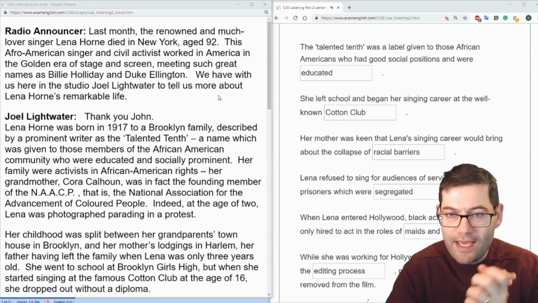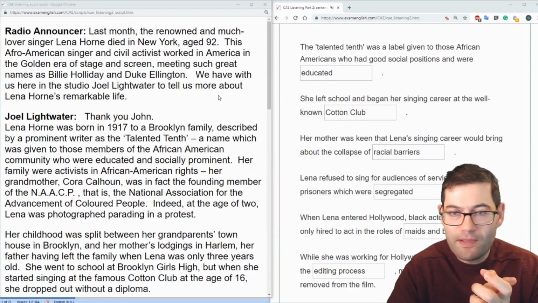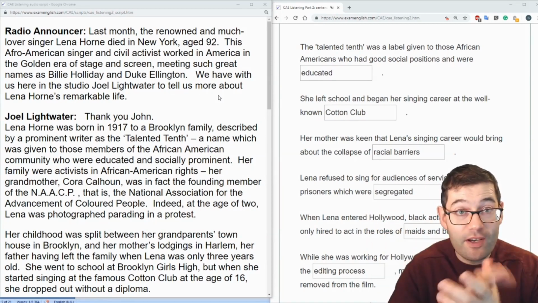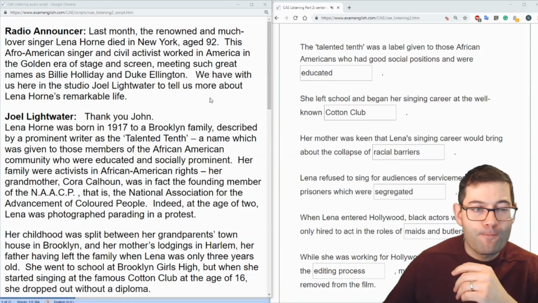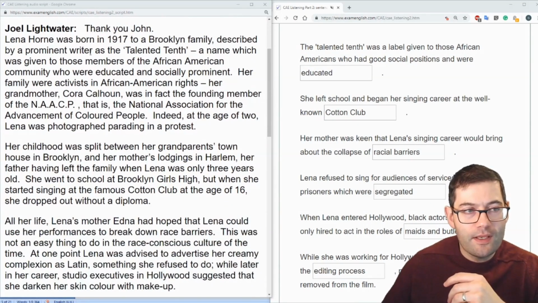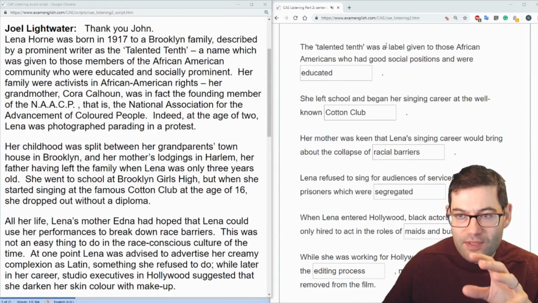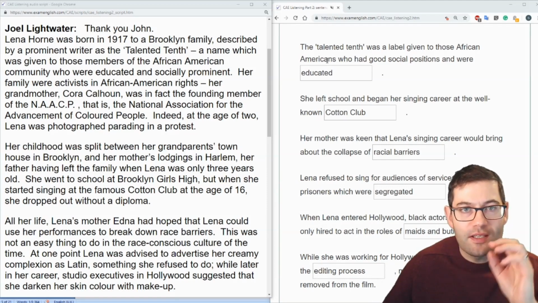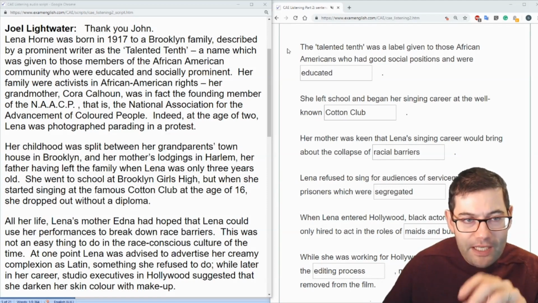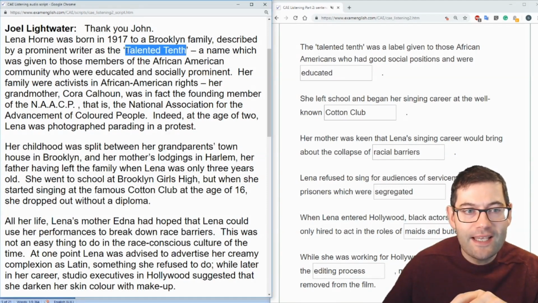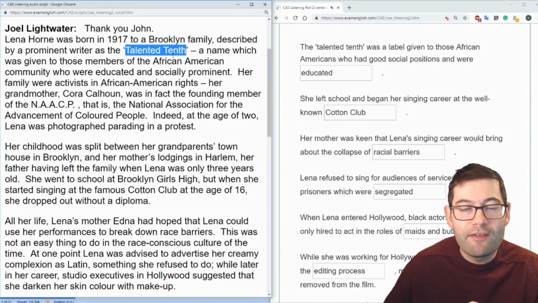Okay, so over my head and behind me you can see the script and you can see the answers. So let's find out why the answers are the answers. Let's start off with what Joel says. The first question. The talented 10th was a label given to those African Americans who had good social positions and were educated. As always, we're looking for vocabulary links. And the talented 10th clearly is a vocabulary link.